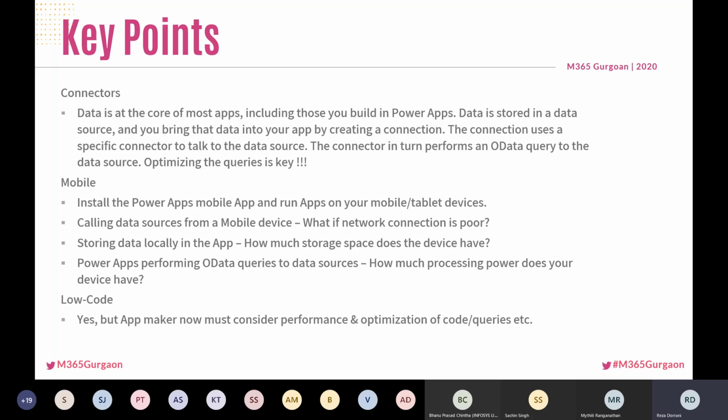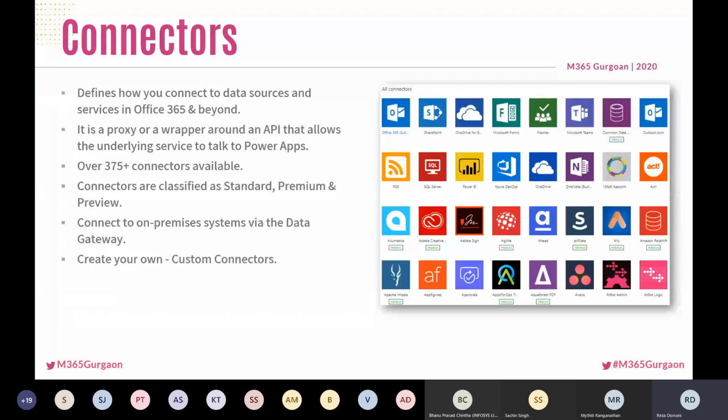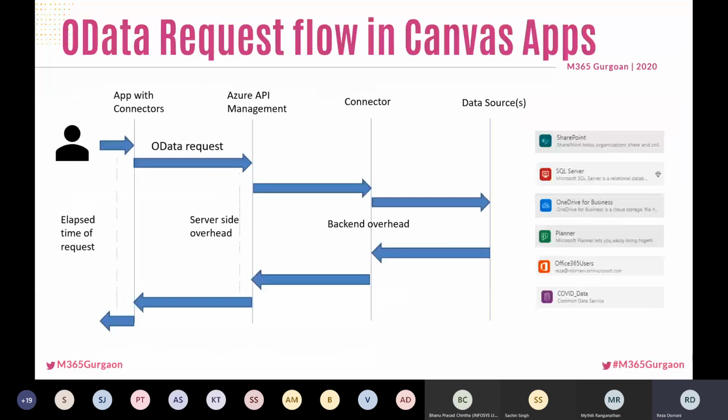Kind of gave you a brief overview of this. It's just a way in which you can connect to your data source. There are over 375 connectors available today and growing. Connectors are classified as standard, premium, and preview. Those are licensing aspects. And you can also go ahead and create your own custom connectors. Now, the key thing to note is when I connect to a data source, no matter what my data source is, SharePoint, SQL, OneDrive, Planner, whatever, in reality, there is something happening at the back end. Whether you like it or not, there is something taking place.